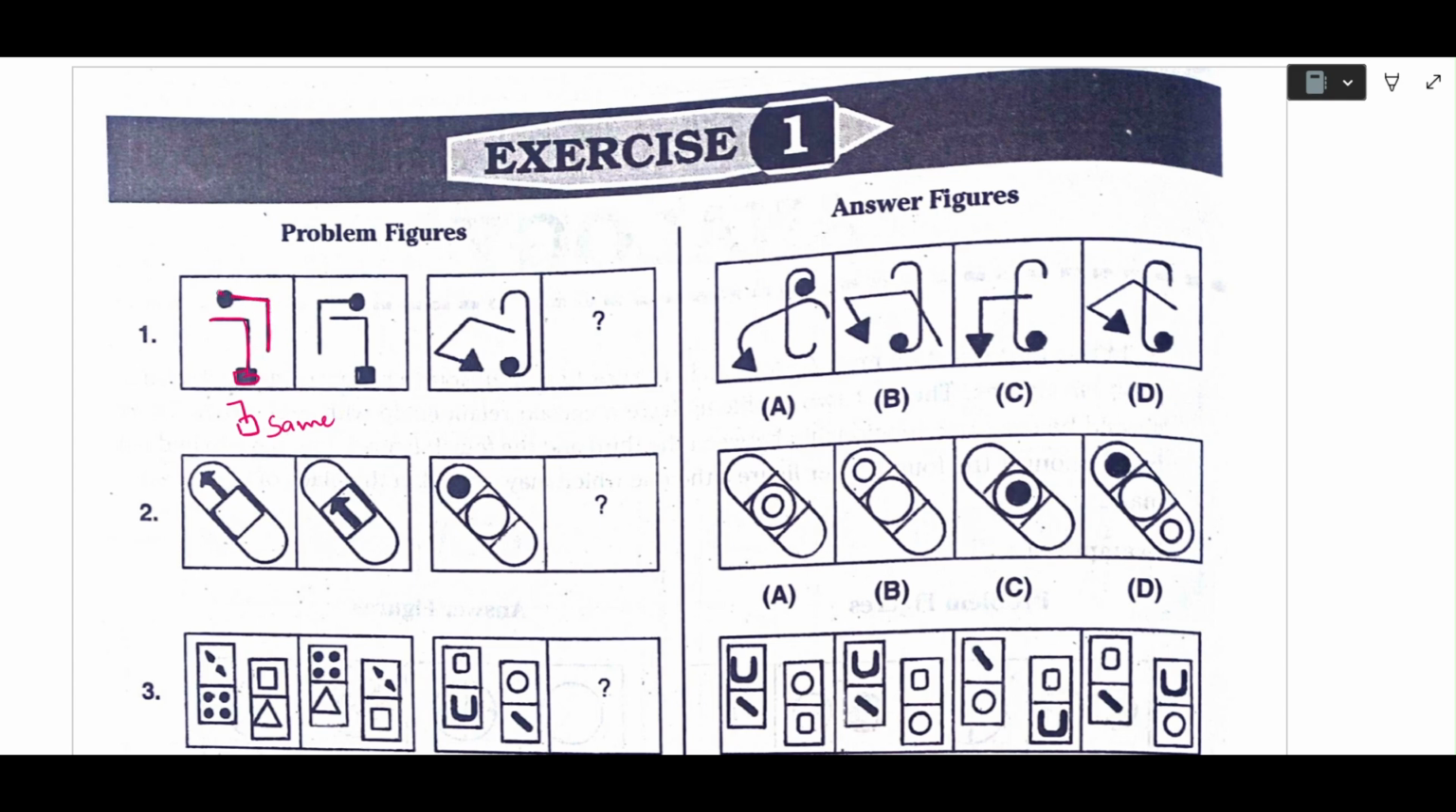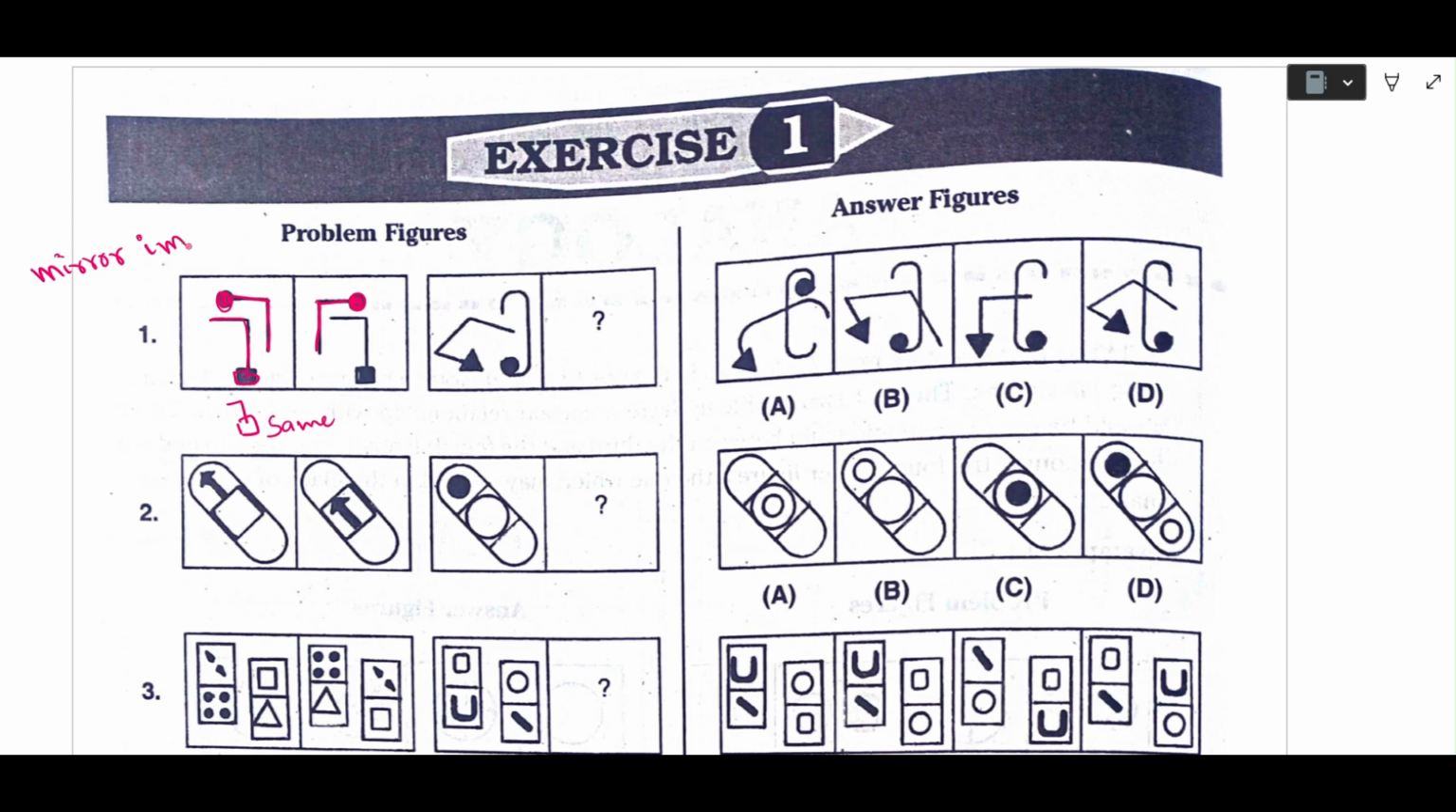How it is changing? So what is the change happened from here to here? What is the change happened in this pair? So what is happening here? We have already seen about mirror images, right? So how will be the mirror images?